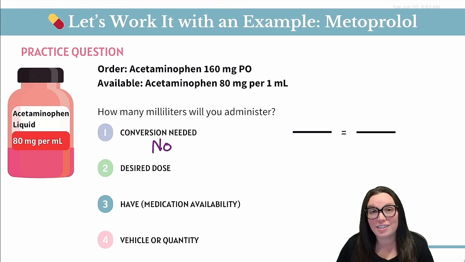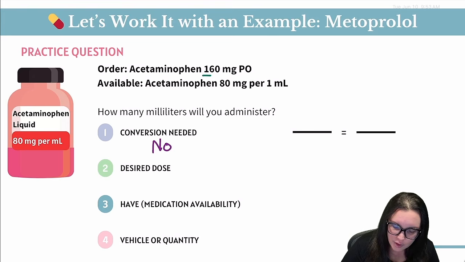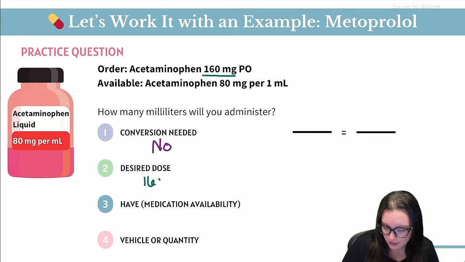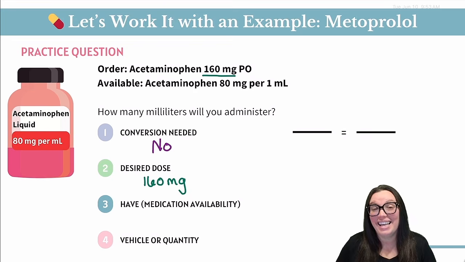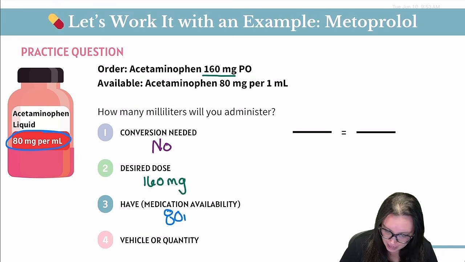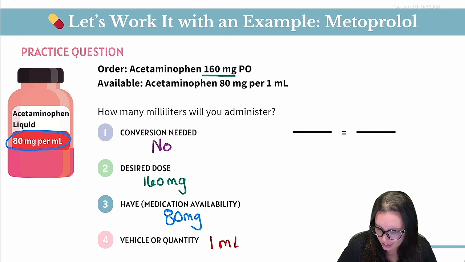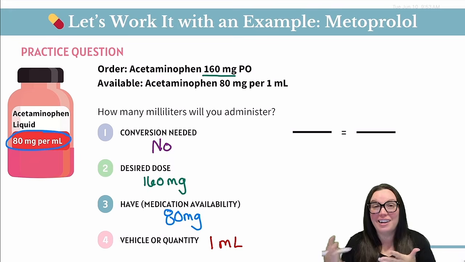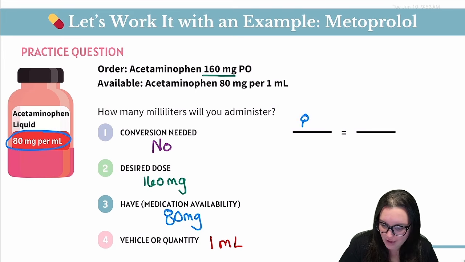Next up, what is our desired dose? We know that the provider wants us to give 160 milligrams. And now the rest is easy. I just have to look at my medication bottle. I can see on my medication bottle that it is available in 80 milligrams, and we know that that 80 milligrams is available in each mL. So now we're just plugging some stuff in. Our first fraction is what we know, what is written on that medication bottle. So we know that we have 80 milligrams in each mL.